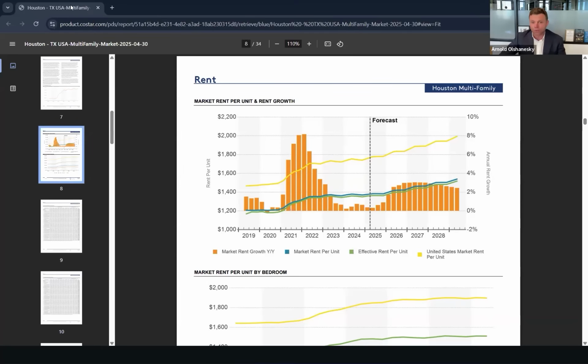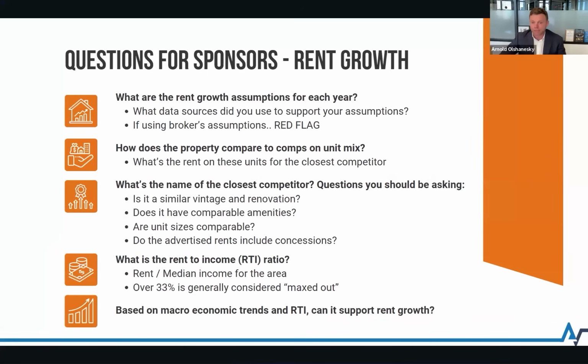So this is how the rent comp section looks, and something you really want to zoom in on. Now, besides CoStar, I want to give you some other tools to get comfortable with rent growth assumptions. One of the other big things you need to ask a sponsor is, how do we compare to the comparable properties in our vicinity? You want to ask, what is the closest comp to us, in similar vintage, same year built, with similar amenities?